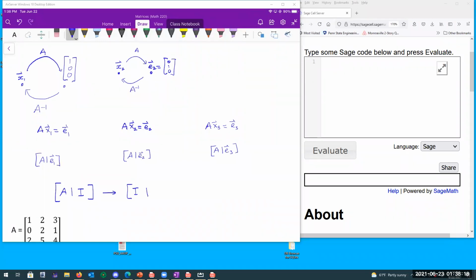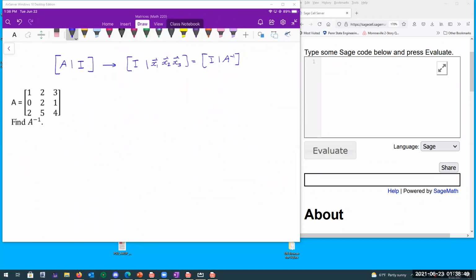And on the right-hand side, what are we going to see? Well, our first column is going to row reduce to X1. Our second column will row reduce to X2. Our third column will row reduce to X3. And so this is going to be the identity augmented with our inverse matrix. We're going to take a look at this using Sage.